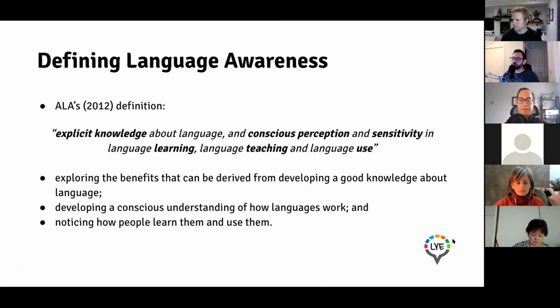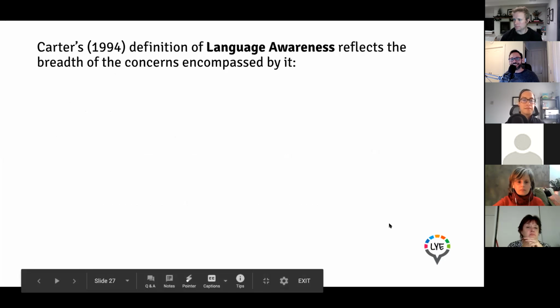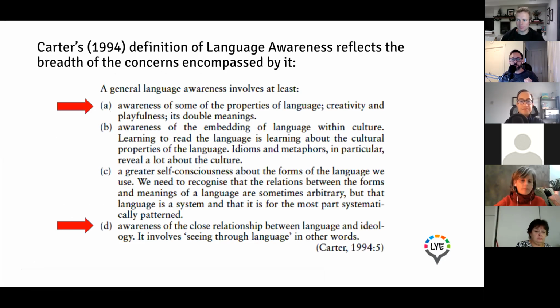Which brings us to a definition by Carter, which is somewhat different, but I like that he reflects on the breadth of the concerns that are encompassed by language awareness. I'm not going to read this, but I want everyone to look at the four properties that Carter mentions and see if you are able to draw any similarities between them. I'm going to show you the first two here. I want everyone to read A and D.